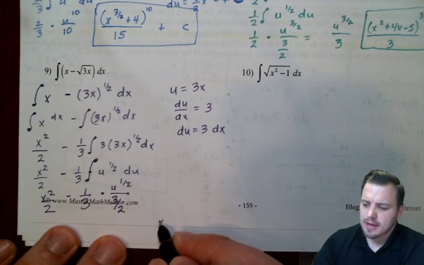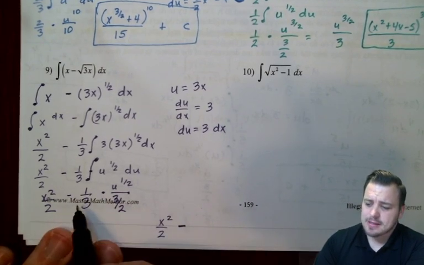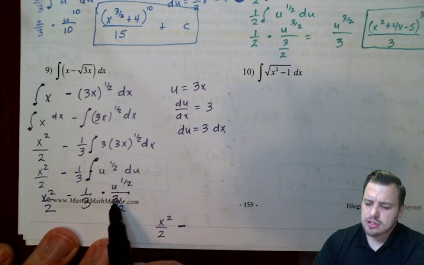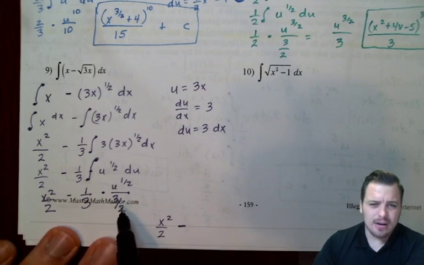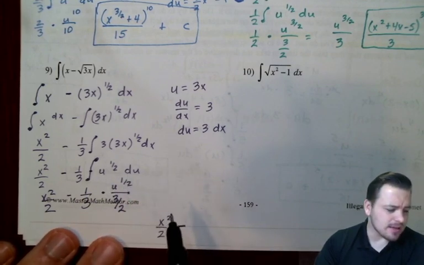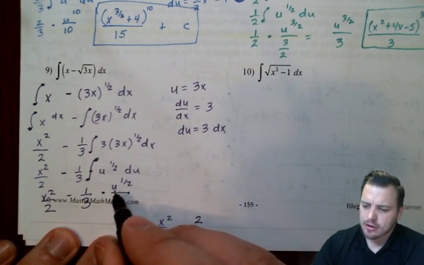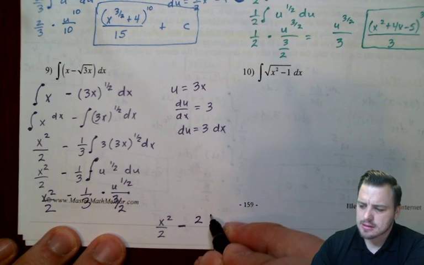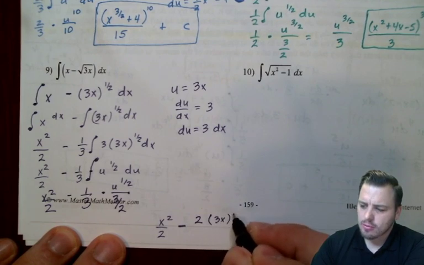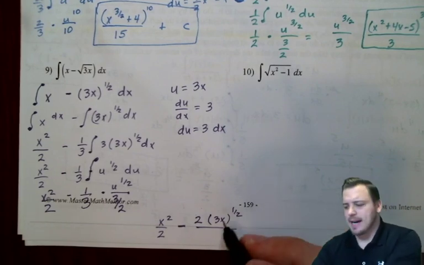So my answer would be x squared over 2. And I know it's going to be a minus because of this times this. That should come out to be 3 times 3 is 9, 9 over 2. 1 over 9 over 2 is 2/9. So it should be x squared over 2 minus 2/9. And then don't forget about your u to the 1/2. U is 3x, 3x to the 1/2 all over should just be 9.